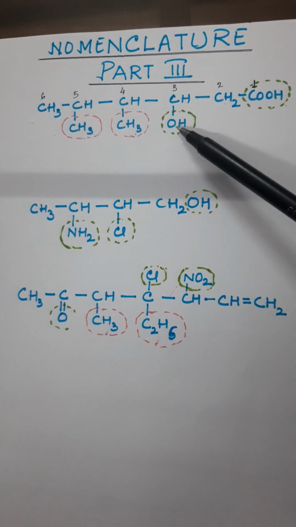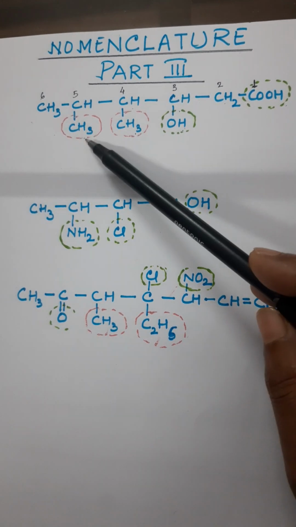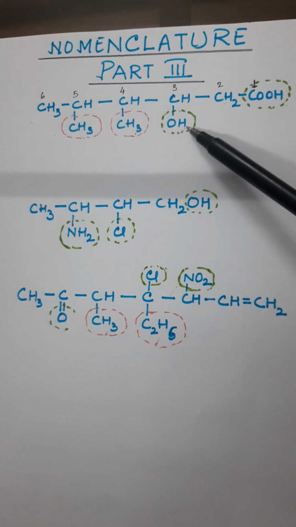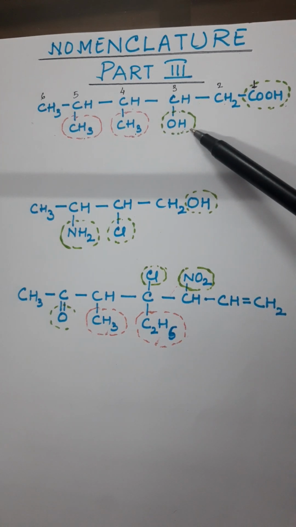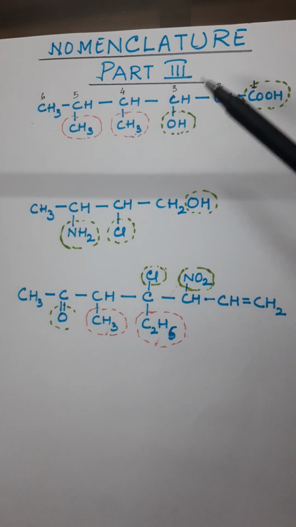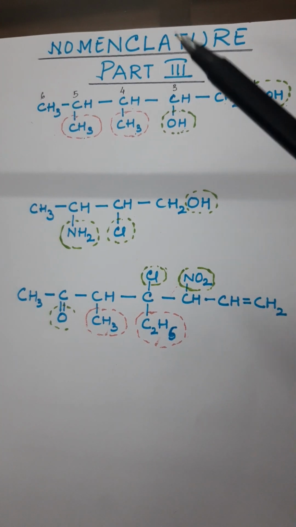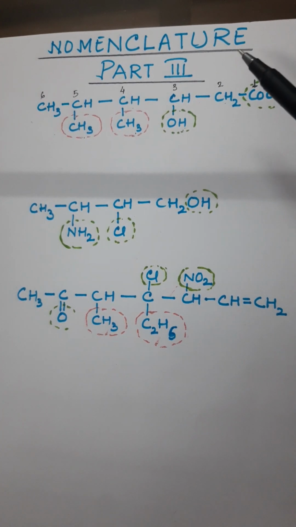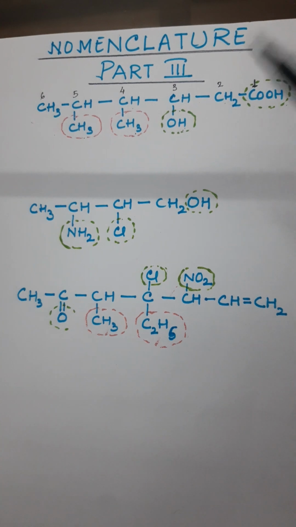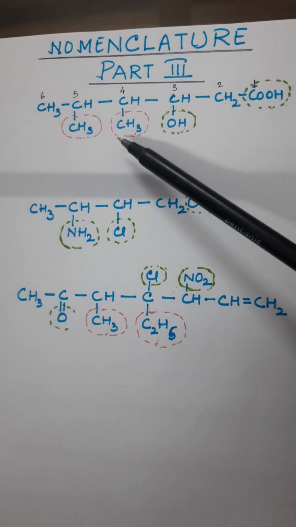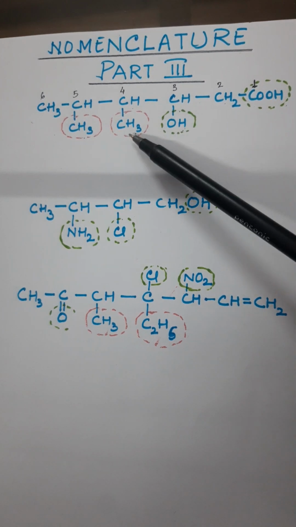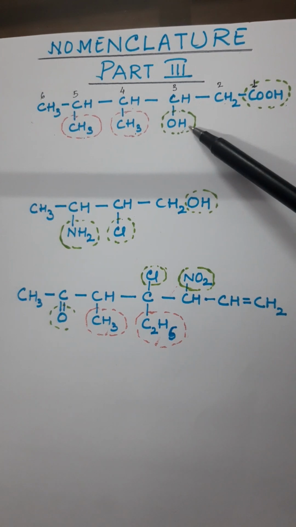So we are to name the prefix first. These are methyl and this is, remember we called it hydroxy as a prefix. While naming, remember to do it alphabetically. That means if there are more than one prefixes, again we have to go by alphabetical order. H comes before M, hydroxy and methyl, so we have to name this first.